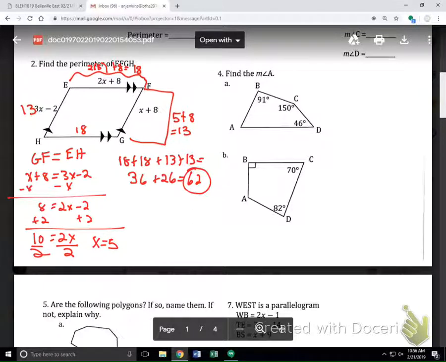In question 4, it has to deal with the sum of the interior angles of a quadrilateral. What does it add up to? 360. So what we're going to do is add the angles we know and subtract them from 360. So I have 91 plus 150 plus 46 equals 287. Now I have 360 minus 287, which is 73. So we have 73.